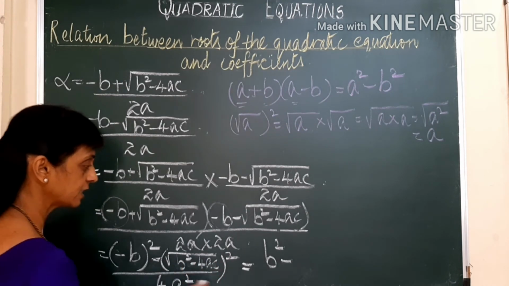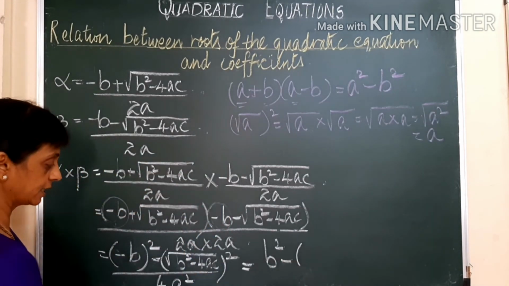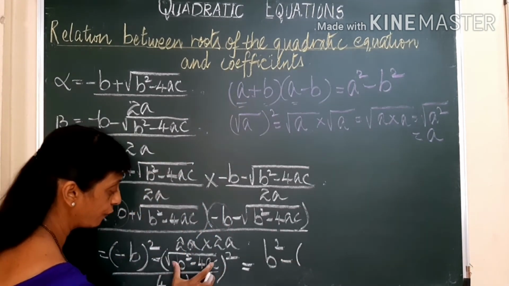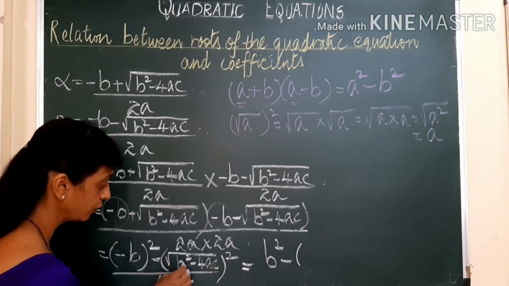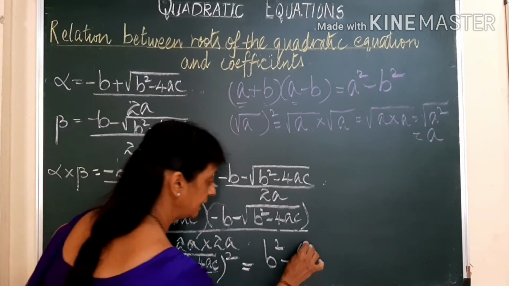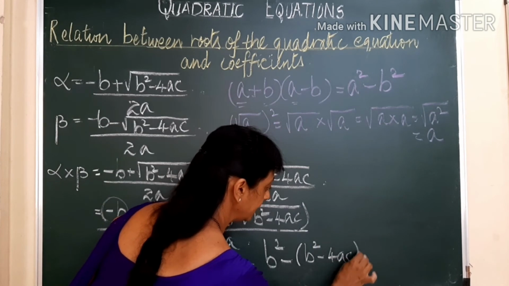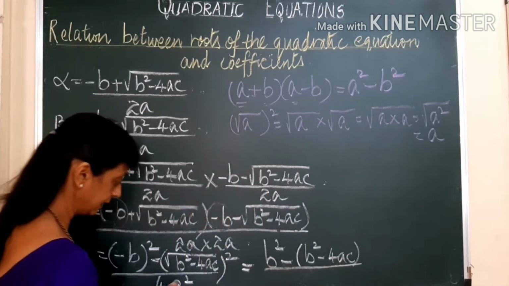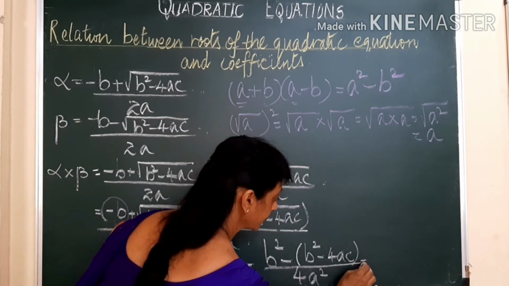So what will the answer be? As you have a minus sign, put a bracket and then write the answer. So what the answer will be? Root of a, the whole square, will be just a. And what is your a over here? Your a is b square minus 4ac. Close the bracket and the denominator is 4a square.